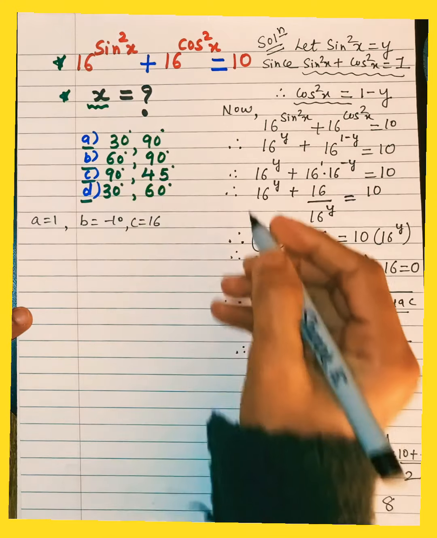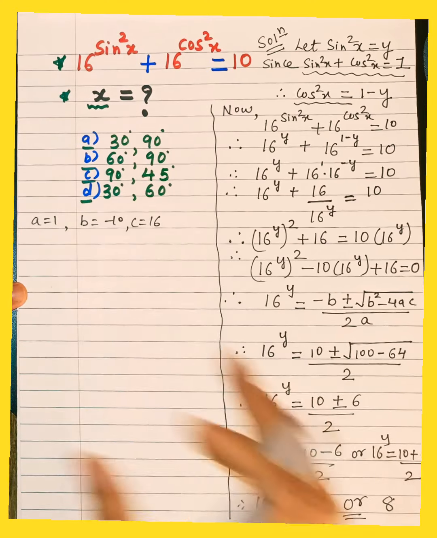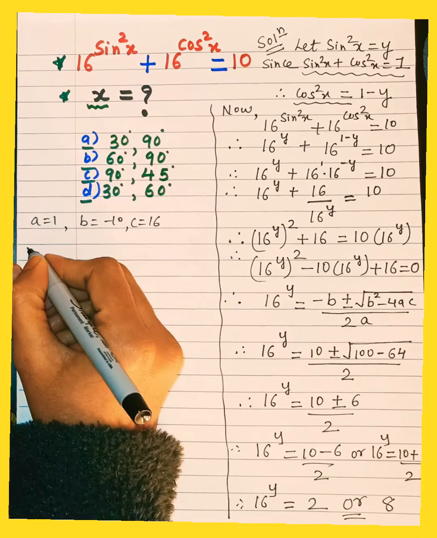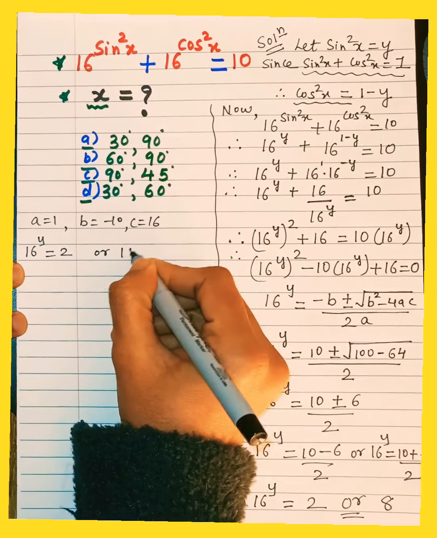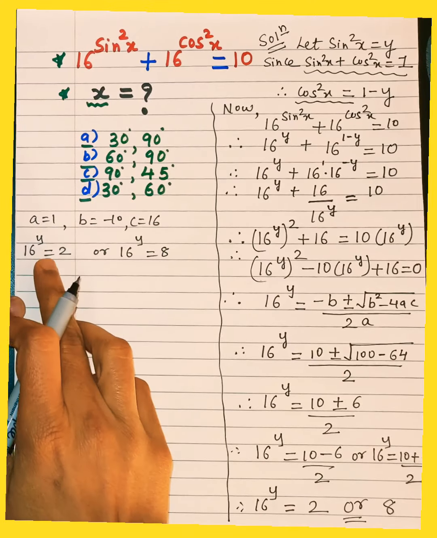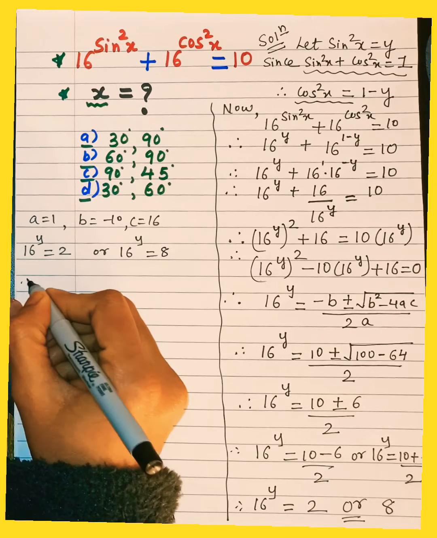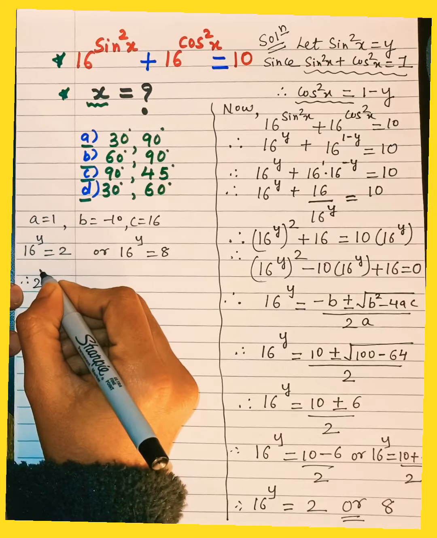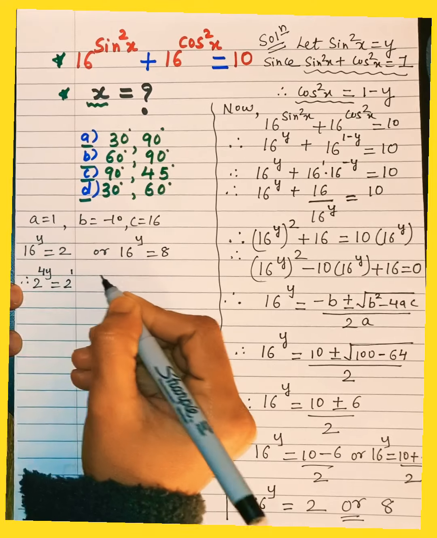Now moving ahead. So we are getting 16 raised to y equal to 2 or 16 raised to y equal to 8. Now 16 can be written as 2 raised to 4. So 16 means 2, 4 times. So 16 can be written as 2 raised to 4 and this y as it is. And on this side, 2 raised to 1 is there.